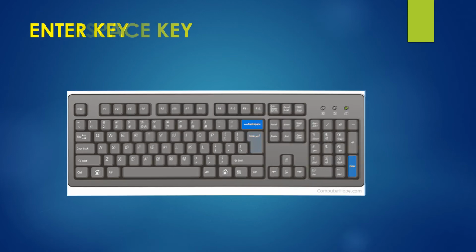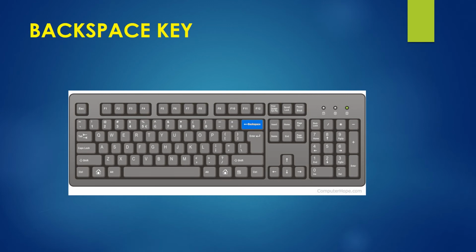Now backspace key. You can see here the backspace key which is available in blue color. Backspace key is usually the last key in the row of numbers. You can see here the set of number keys which is available above the alphabet keys. In that row only the backspace key is also there, right?